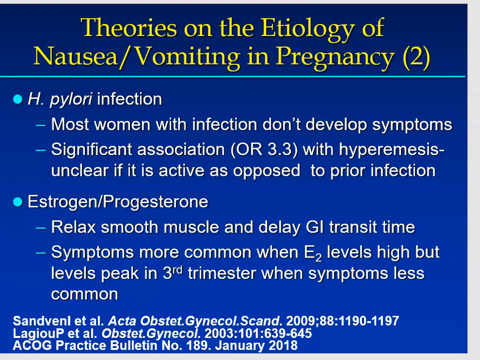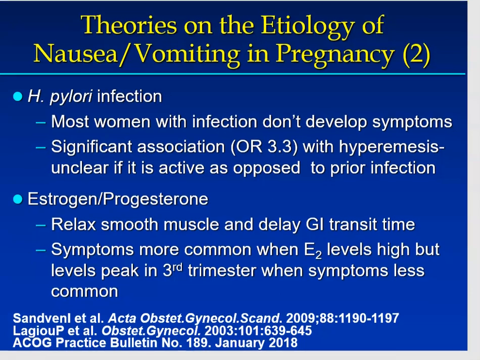and delay in GI transit time, which could certainly lead to a risk of nausea and vomiting. And clearly the symptoms appear to be more common when estradiol levels are high, yet when they peak in the third trimester, the symptoms at that point usually are far less or even absent.